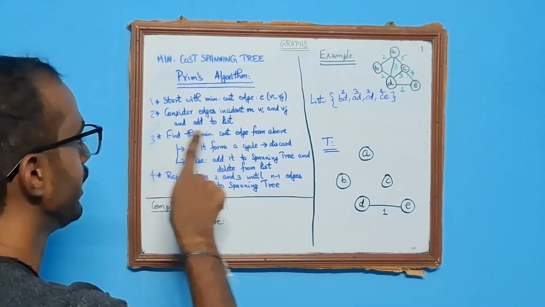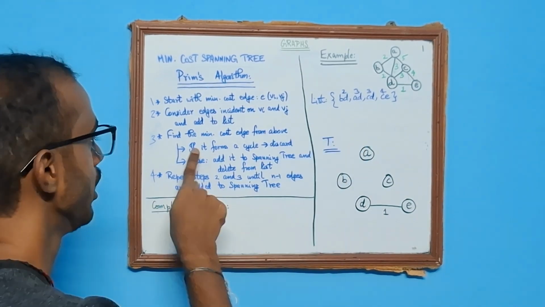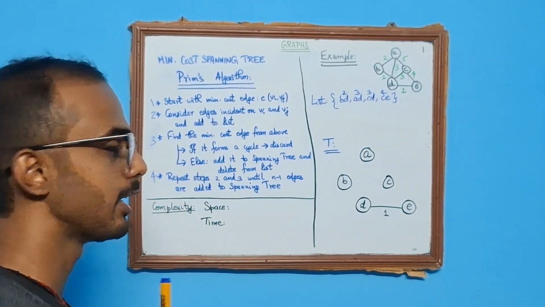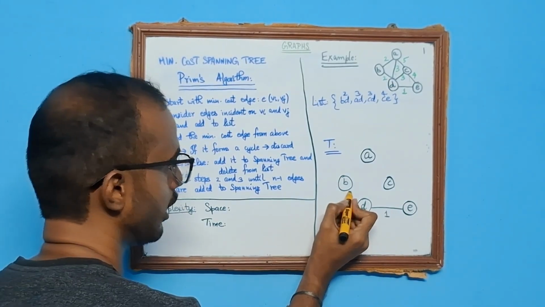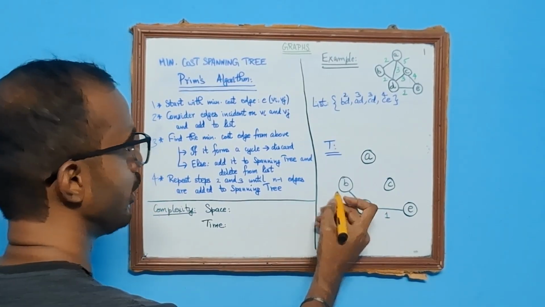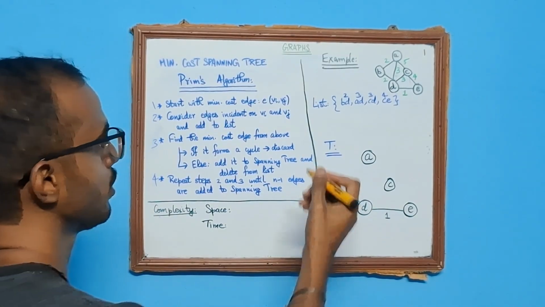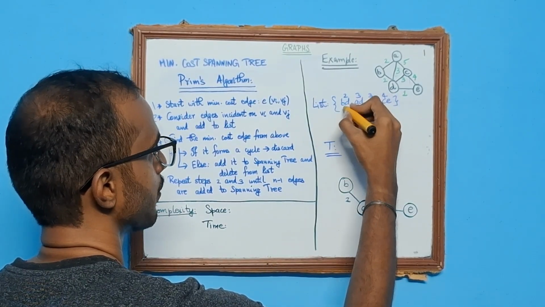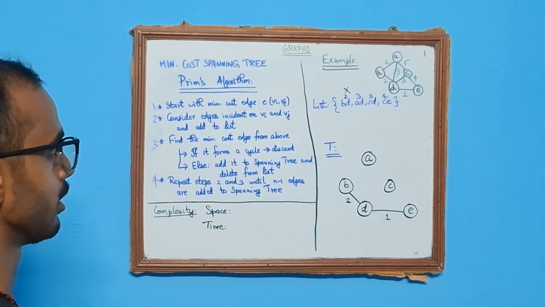Now find the minimum cost edge from the above list. BD is the minimum cost edge. Now check if it forms a cycle. If it forms a cycle, we'll discard it. BD does not form a cycle, so I'm adding this to the spanning tree, and then write this. Then it says to delete it from the list, so I'm just going to delete this from the list and then create a new list now.